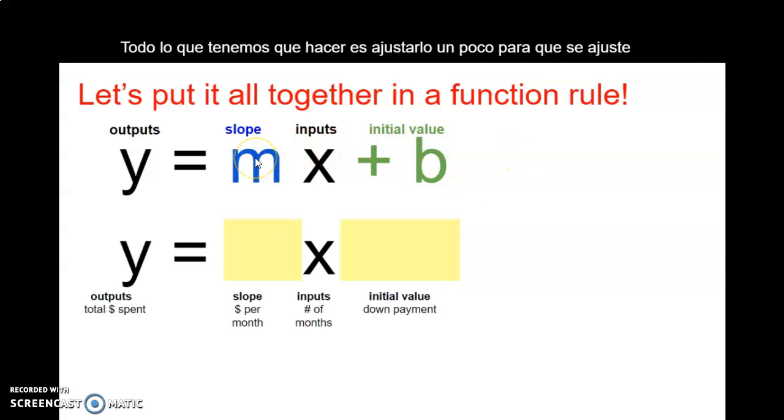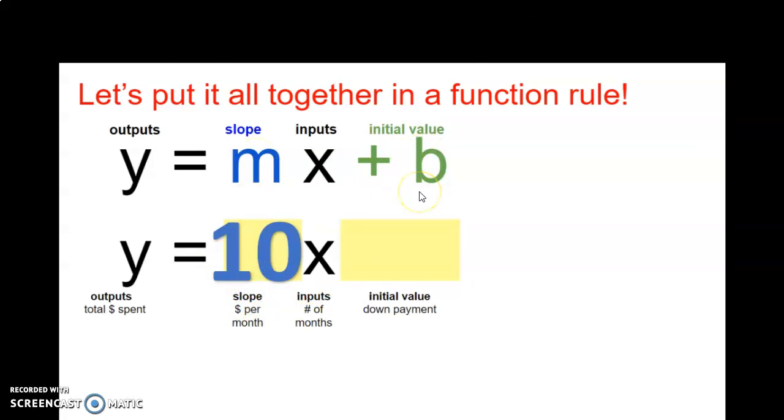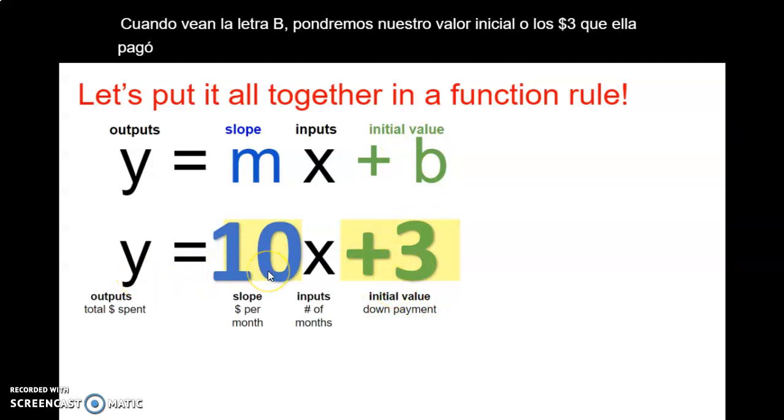Where you see the letter M, we're going to put our slope, or the $10 per month. When you guys see the letter B, we're going to put our initial value, or the $3 that she paid up front. So guys, this rule is what we will use to find any value in the table.